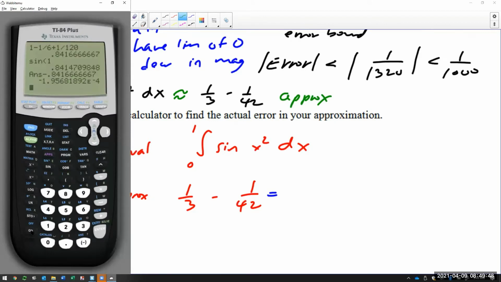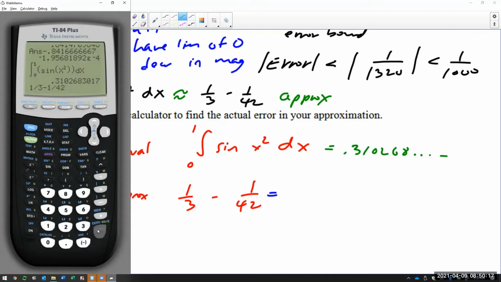So this right here would be a math 9, of sine x squared from 0 to 1, sine of x squared, don't forget your dx. I get 0.310268 dot dot dot, and then 1/3 minus 1/42. Let's see how close I am. This is 0.309523 dot dot dot. Subtract them.